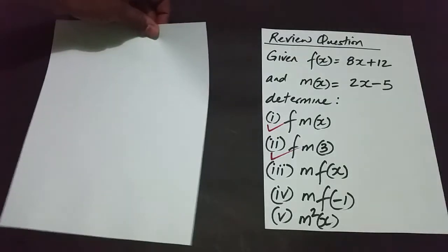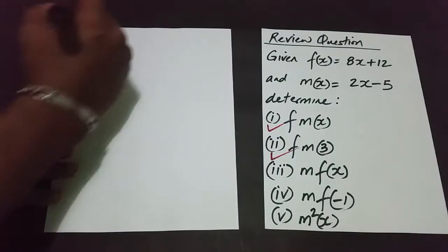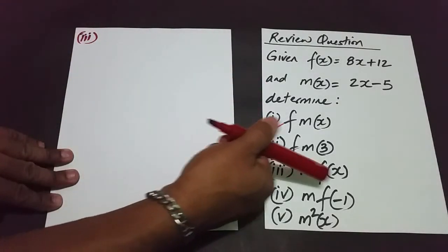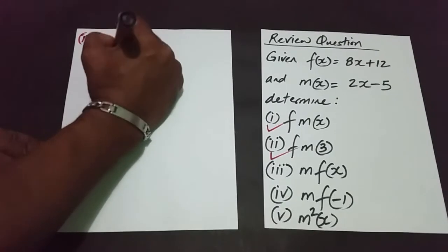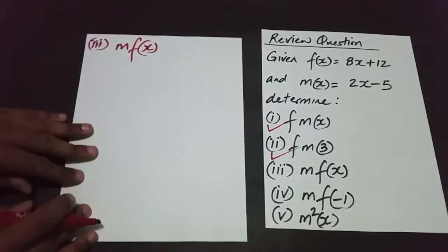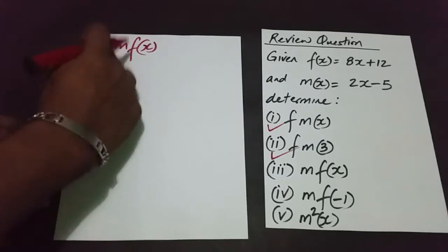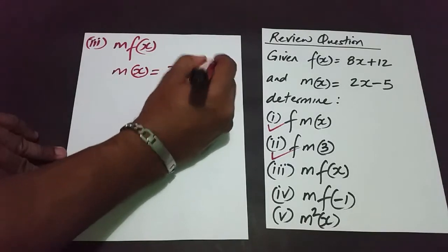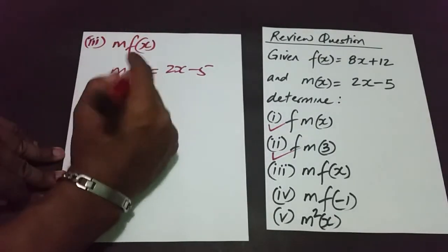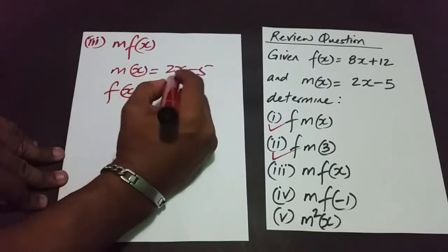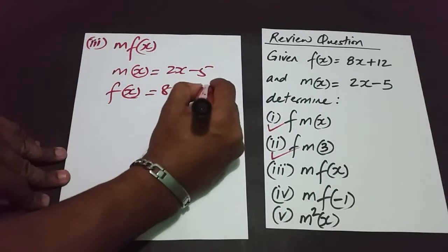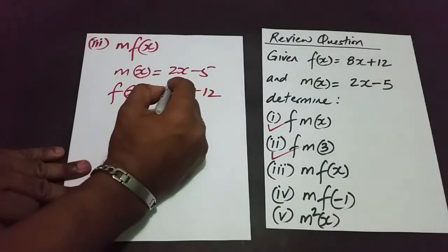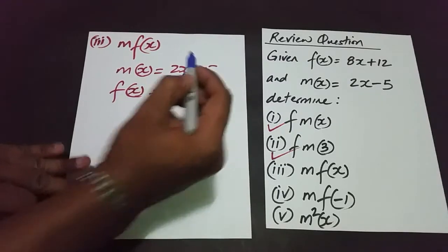Very straightforward problems. So part 3, we're being asked to determine m of f of x. Now again, this would be the mother kangaroo here, because this is at the back. So you write that one first, and m of x is equal to 2x minus 5. The baby kangaroo, which is at the front, is f of x, and that is equal to 8x plus 12. And again, what is the baby kangaroo going to do? The baby kangaroo is essentially going to jump wherever you see the pouch.